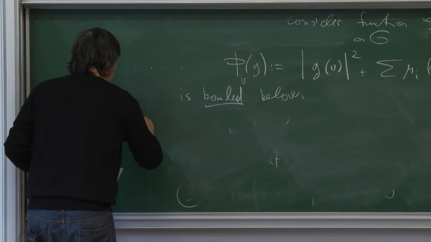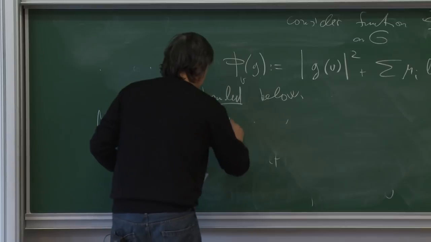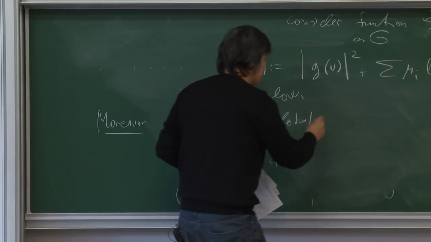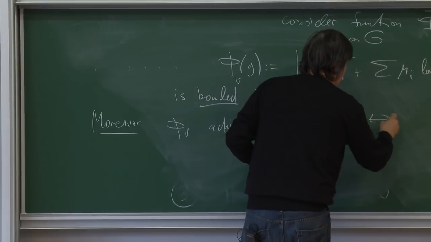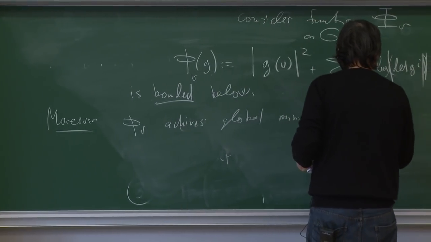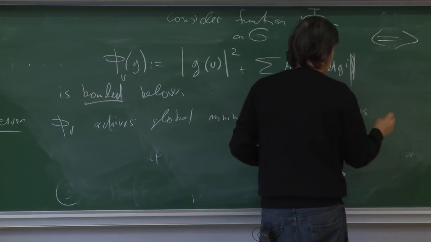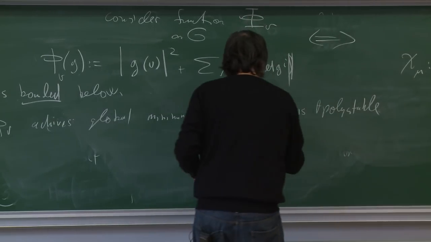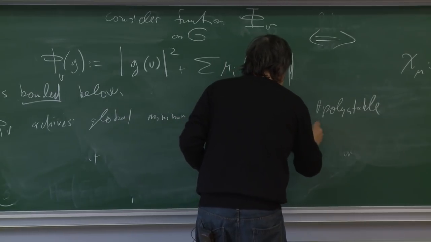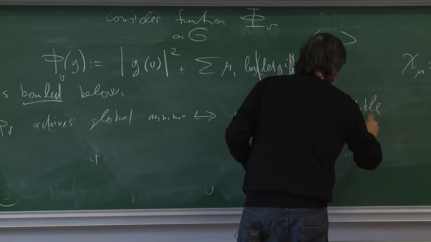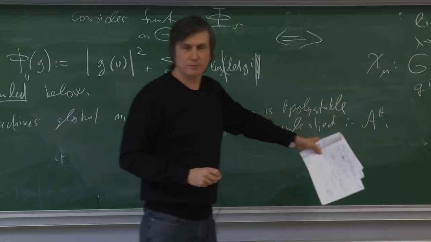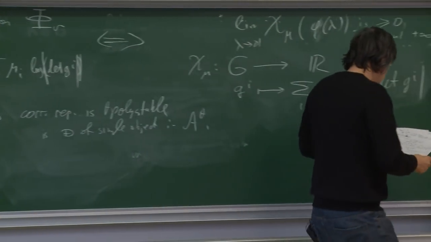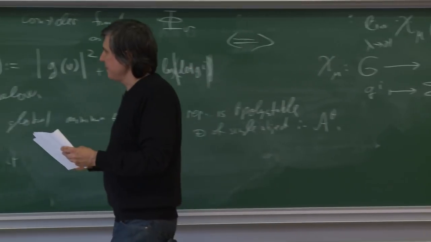Moreover, phi of V achieves a global minimum. It could be bounded below but never achieve the minimum. But it achieves a global minimum if and only if my corresponding representation is what's called a polystable one, which in terms of representations means it's a direct sum of simple objects in the category sigma, semi-simple objects inside the category. It's not semi-simple in the whole category, but inside this abelian subcategory, it's semi-simple.